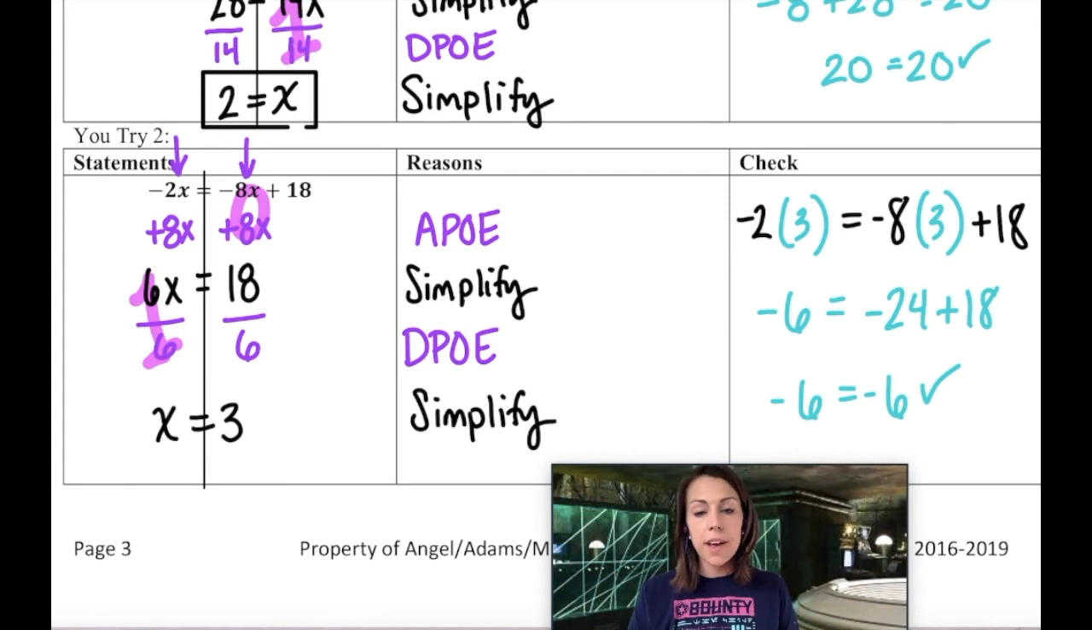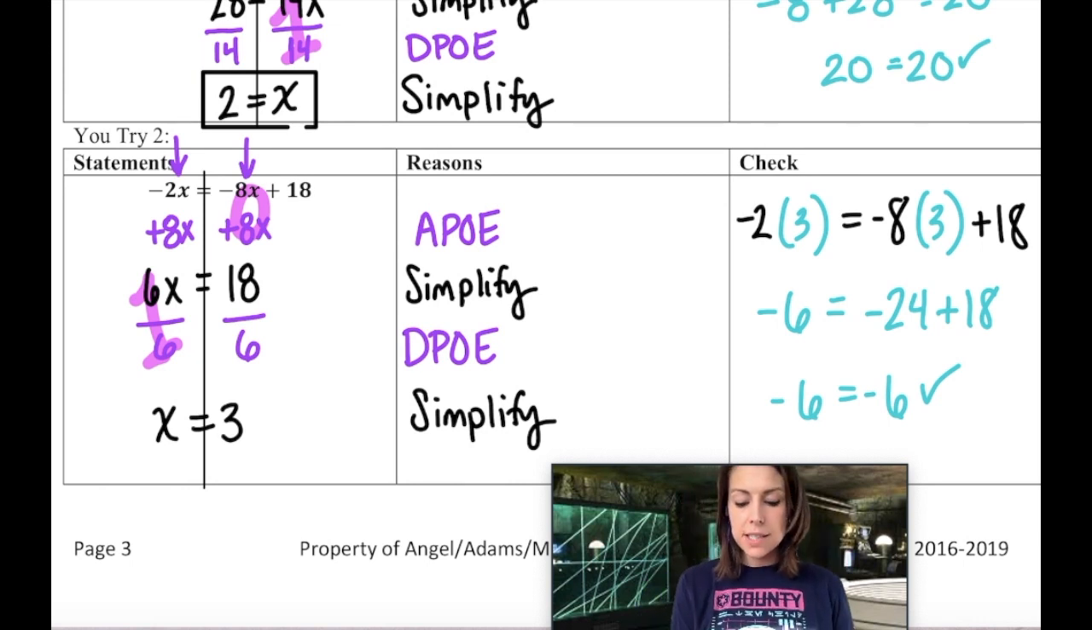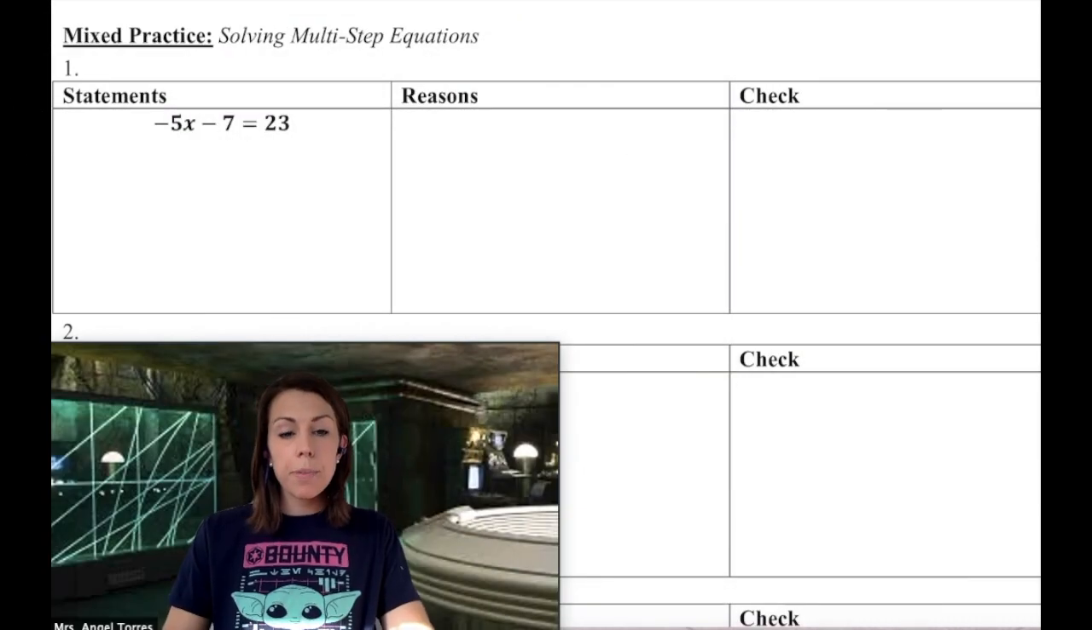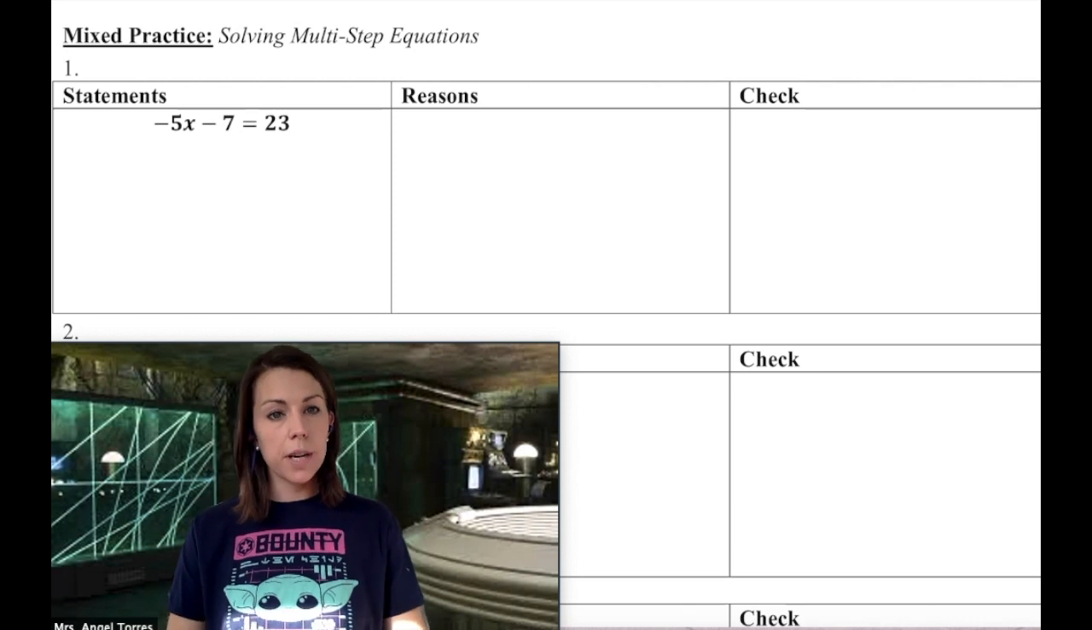So I divided both sides by 6 to create a big one factor, ended up with x equals 3, checked it over here, and it worked out, which means it is deserving of the box because 3 is the correct solution here. Let's move over to page 4 and continue looking at more examples.